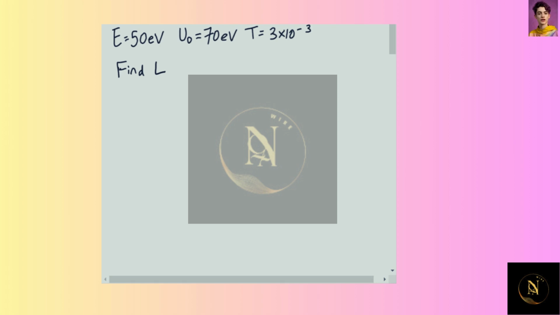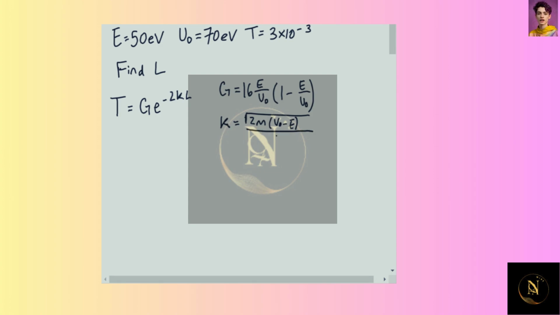So we can recall our equation for the probability of tunneling, T, and this equals G e to the negative 2kL. And we can also recall that the equation for G is equal to 16 E over U naught times 1 minus E over U naught. And our equation for K is the square root of 2m times (U naught minus E), all over h bar.